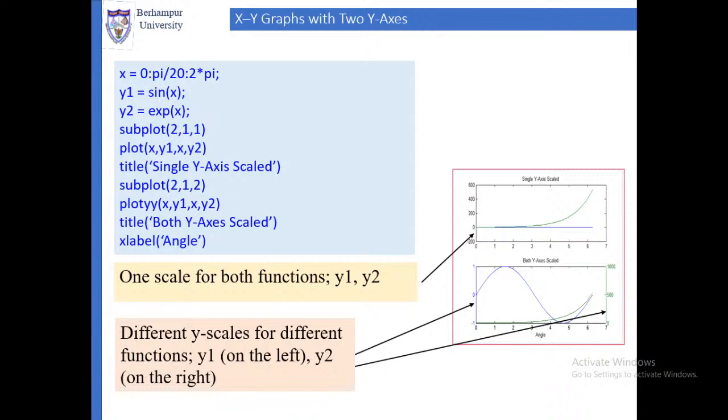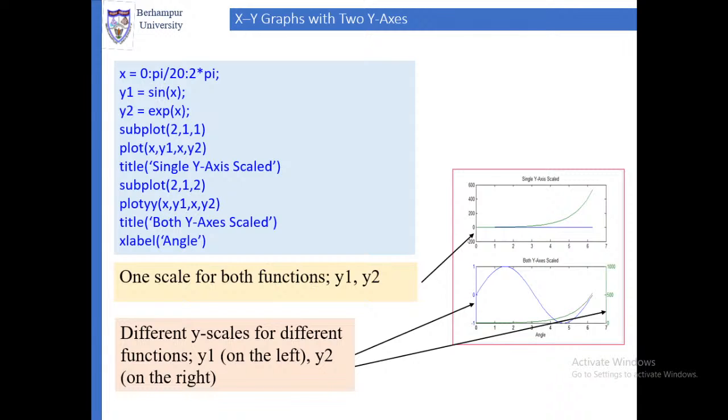Now the program is like this: x is equal to 0 to 2 pi in increments of pi by 20. And y1 is equal to sine x, y2 is equal to exponential x. Now we have two plots, so there will be two subplots. Let us write two subplots here. Subplot 2 1 1 is plot x y1 and x y2, so that in one figure you will have both y1 and y2 on one axis. The y axis which is dominating will take precedence here.